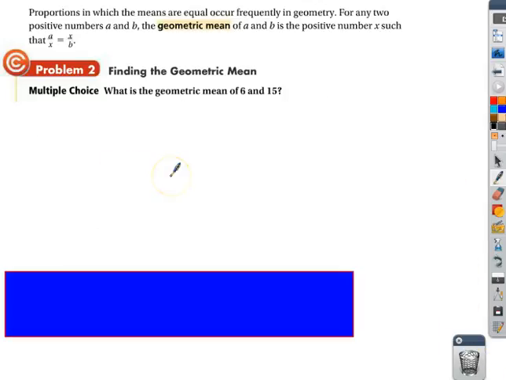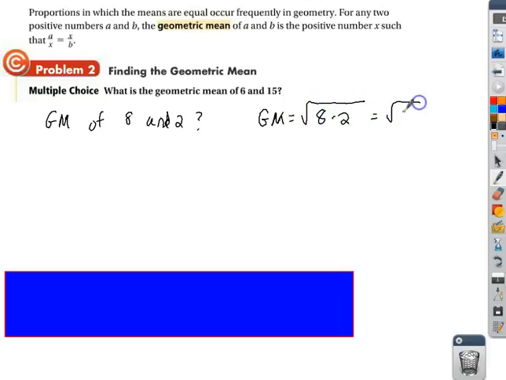Let me just give you a couple of tricky ones. What would the geometric mean of 8 and 2 be? How would we work that? Everybody okay with just getting a final answer of 4? All right, now let me make it really tricky. What would the geometric mean of square root 8 and square root 2 be?